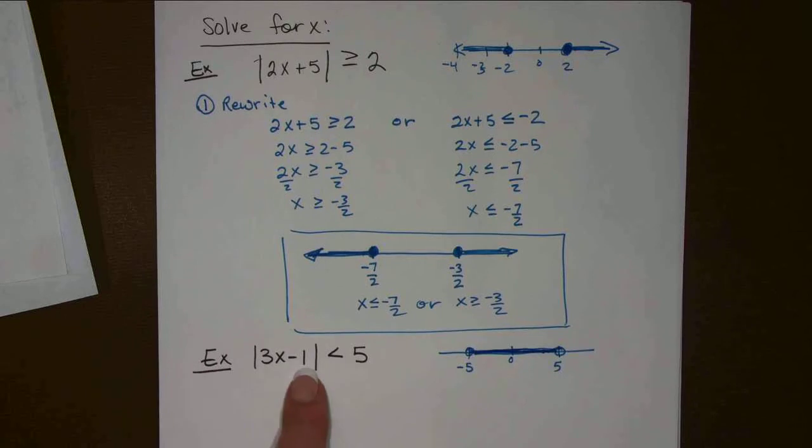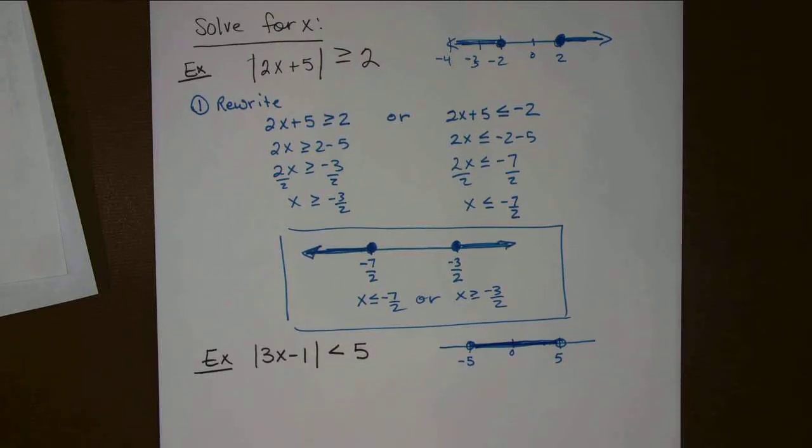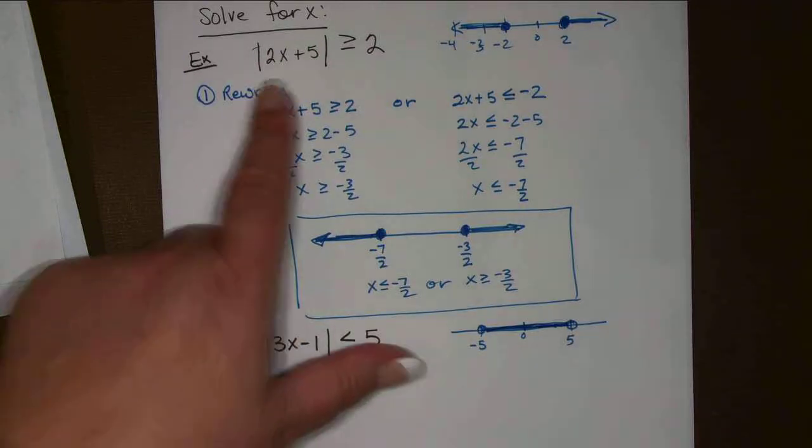It's not going to be 5 itself because we have to consider this 3x minus 1. It's going to move it around, but the answer will still be in between two numbers because it's saying less than. Yeah? So is that always the case when it's less than? Yep, always. So, yes, that's always the case. When it's less than, it's in between, and when it's greater than, it's going to be on two sides.